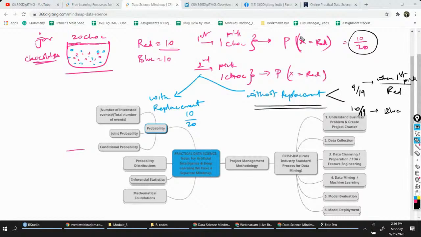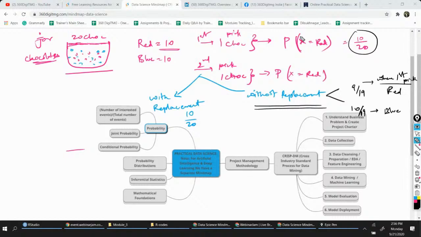The outcome of the second event will depend completely on the first event's output. This is called conditional probability. Yep, this is called conditional probability. Okay? Any questions in this?